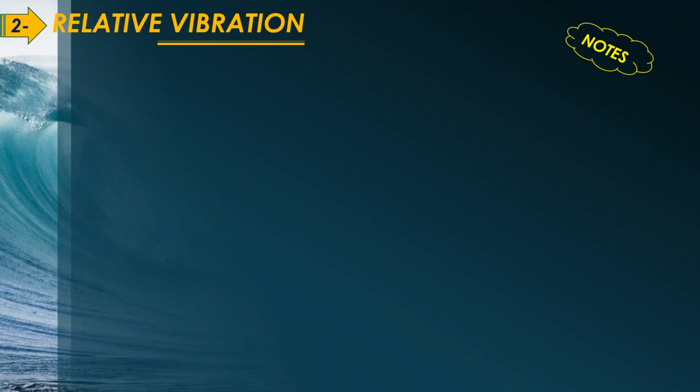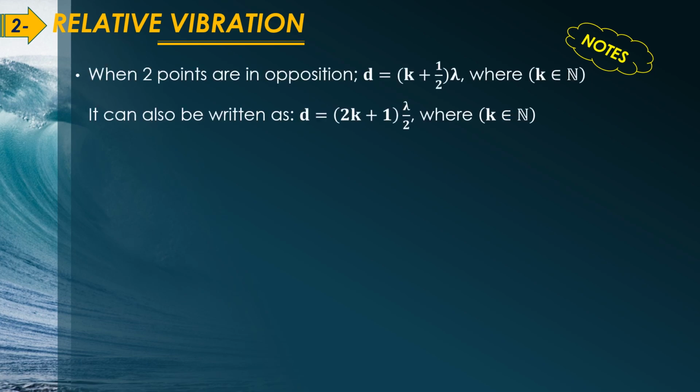Now, concerning some notes about relative vibration, first what I just told you about, when two points vibrate in opposition, we said that d equals k plus half lambda, right? If we take 2 as a common denominator, we get 2k plus 1 over 2 lambda. In some books, you might notice that this is written.